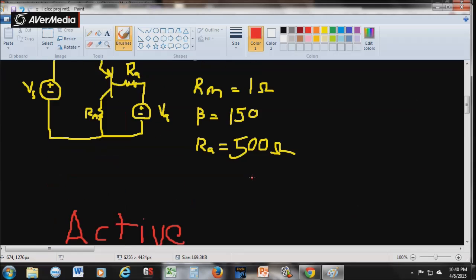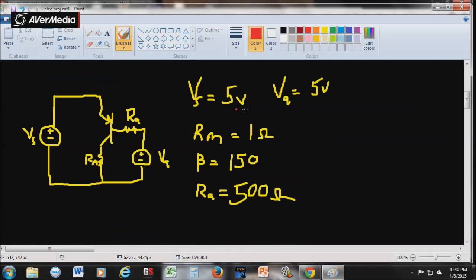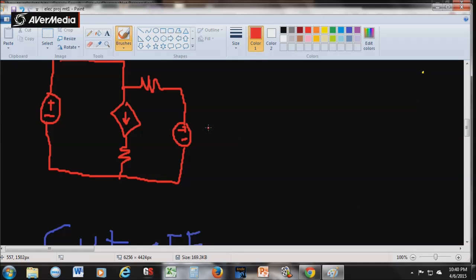Going back to the knowns for this setup, we know that both the voltage sources are 5 volts, so we'll write that in here, 5 volts. We know 500 ohms, and we know 1 ohm.